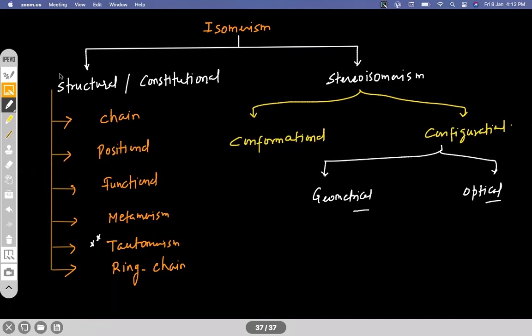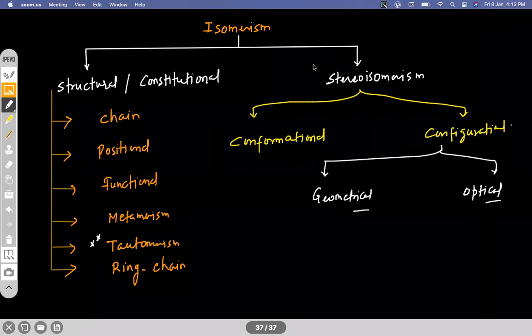Have we done the first part, geometrical, in normal classes? Could you tell me? Acha, okay.